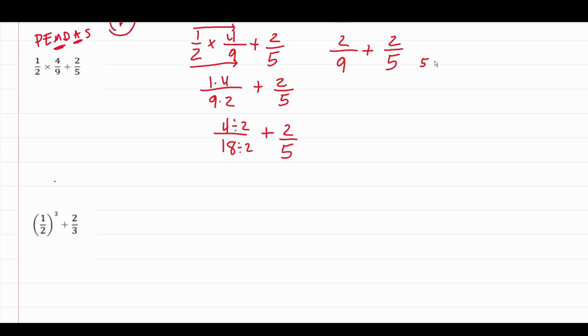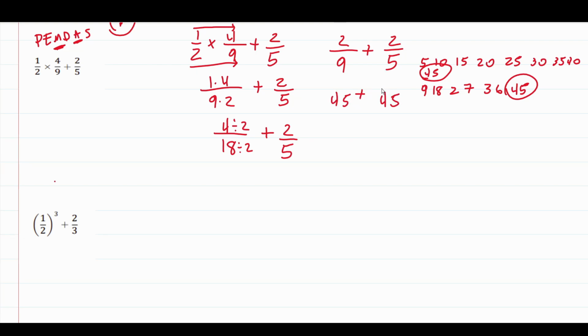Again, we have 5, 10, 15, 20. These are multiples of 5: 25, 30, 35, 40, 45. And we'll stop right there. Multiples of 9: 9, 18, 27, 36, 45. And as we can see, both 5 and 9 have a common multiple of 45. So we'll rewrite both these fractions such that they're over 45.